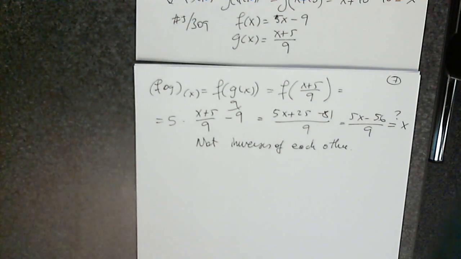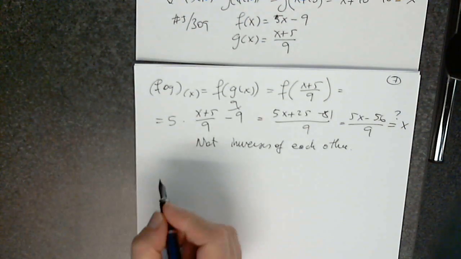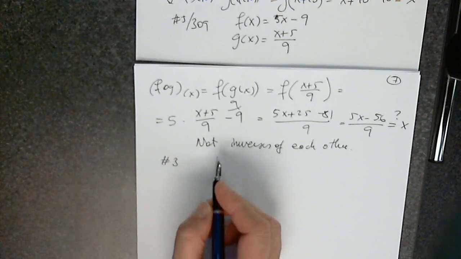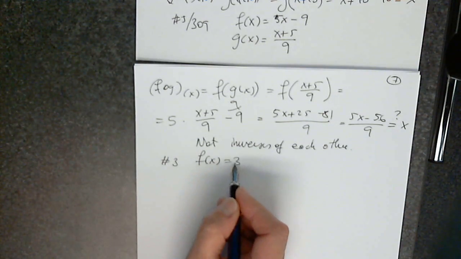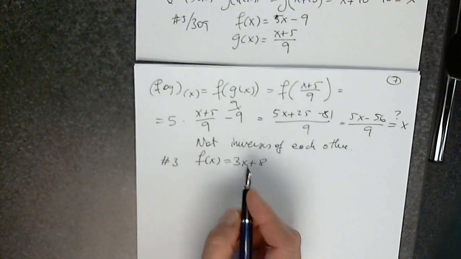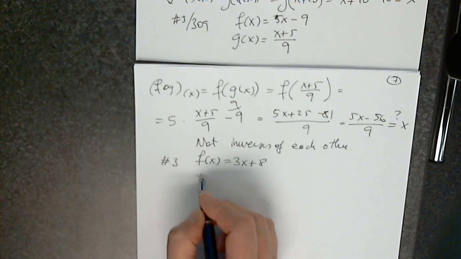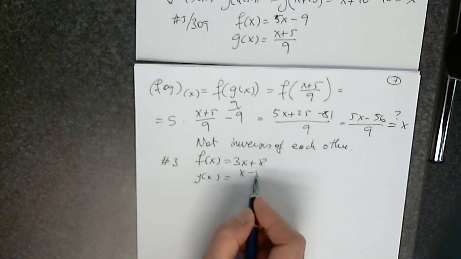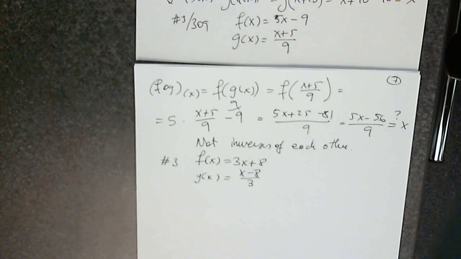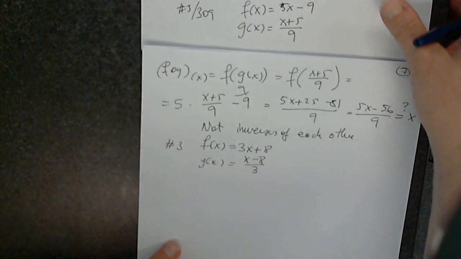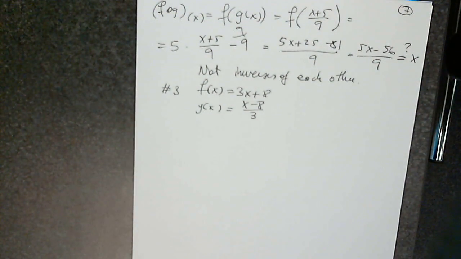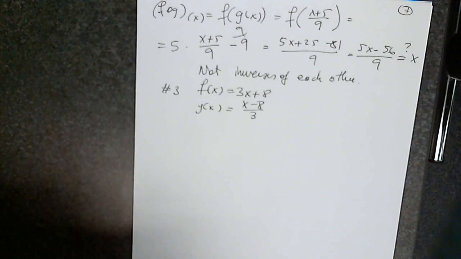They're not inverses of each other. Very good. Okay, let's look at one more, number 3, where I have f of x equals 3x plus 8, and g of x equals x minus 8 over 3. Same question. I'm asked to show whether these two are inverses of each other.